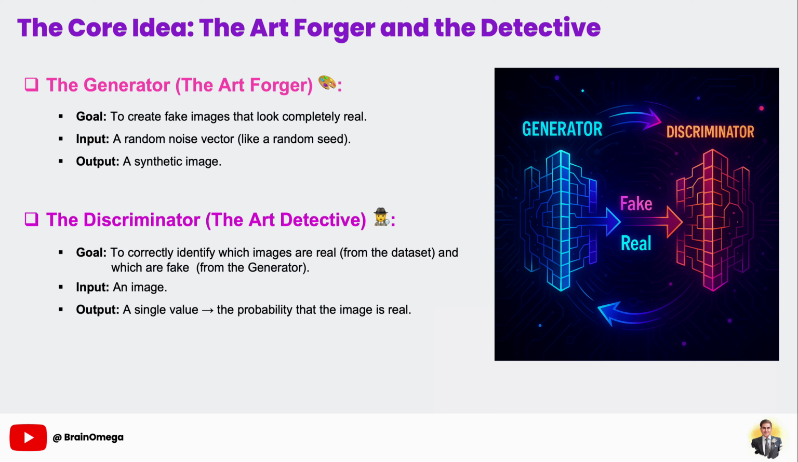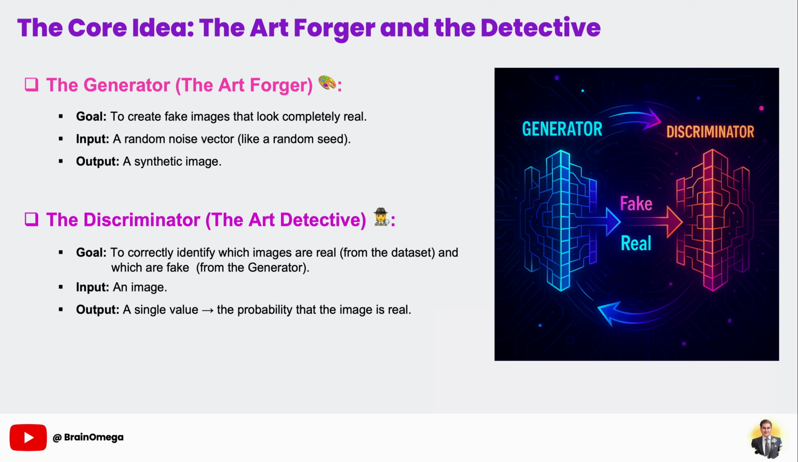It starts out completely clueless, taking a canvas of pure random noise and just splashing paint on it. The second network is the discriminator, our sharp-eyed art detective. Its job is to be an expert critic. It looks at an image and must determine if it's a priceless original from the real museum, our dataset, or a forgery created by our generator.